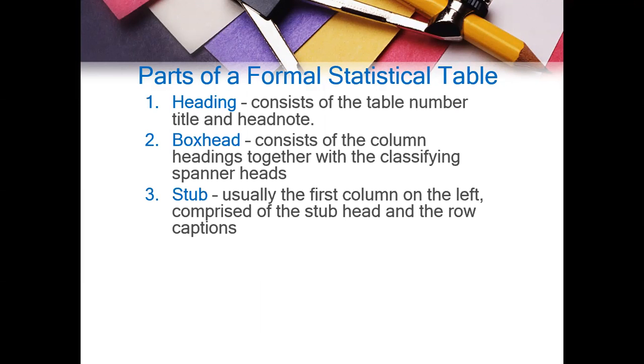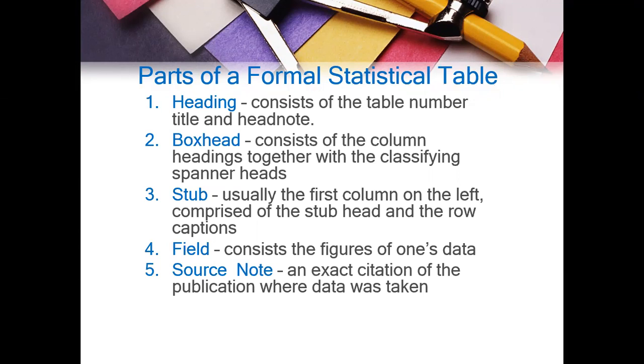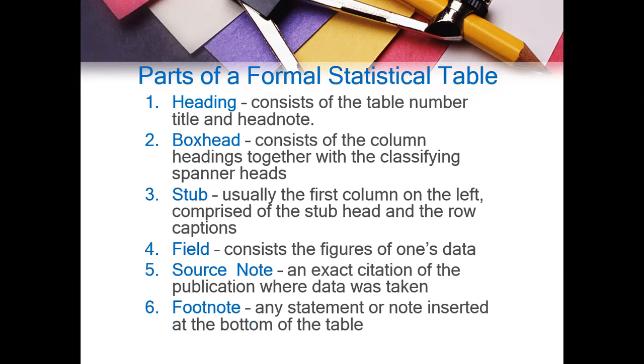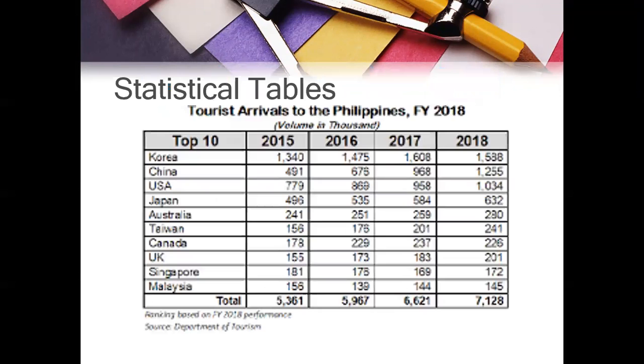The stub is usually the first column on the left, comprised of the stub head and the row captions. The field consists of the figures of one's data. The source note is an exact citation of the publication where data was taken. And the footnote is any statement or note inserted at the bottom of the table. And here is an example.